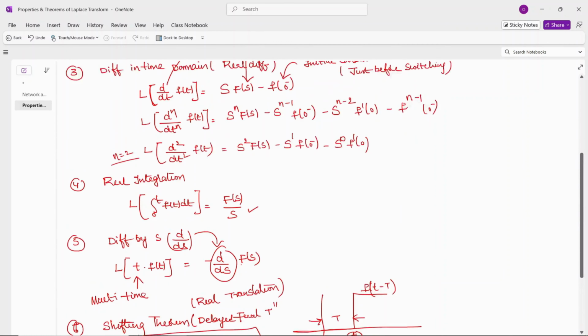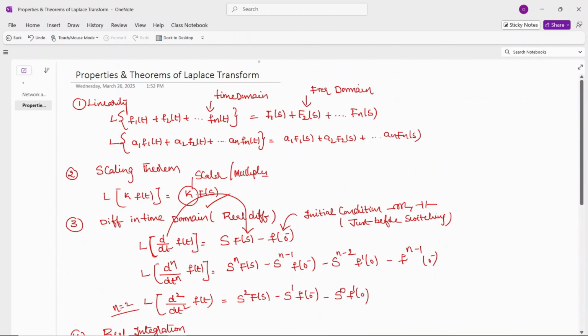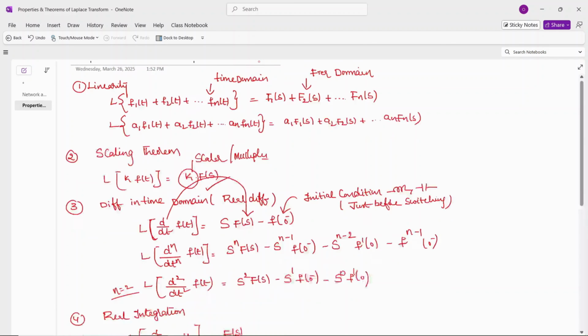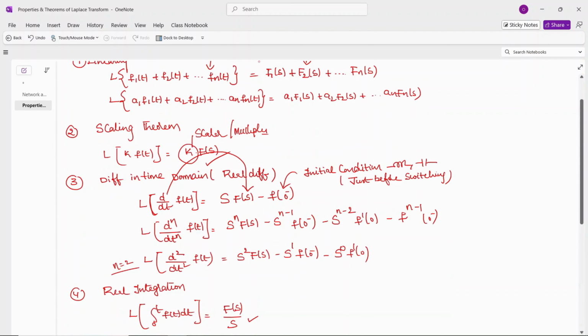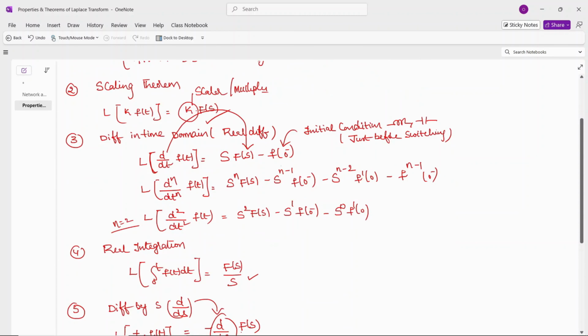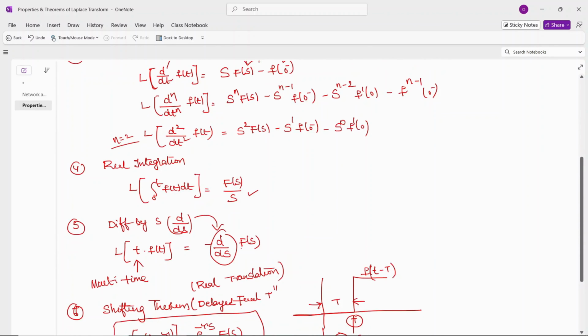So hope you are able to understand all this. Let's try to revise the things. Laplace of f1 of t plus f2 of t is equal to F1 of s plus F2 of s. Laplace of scaling: Laplace of k into f of t is k into F of s. Laplace of differentiation is s into F of s minus the initial condition. Laplace of integration is F of s by s.